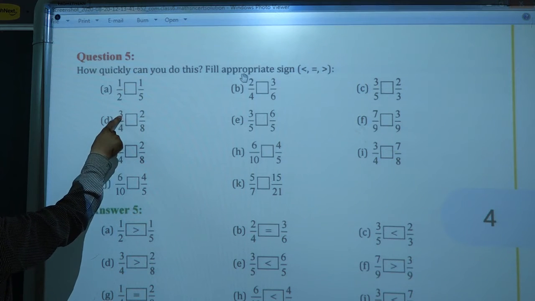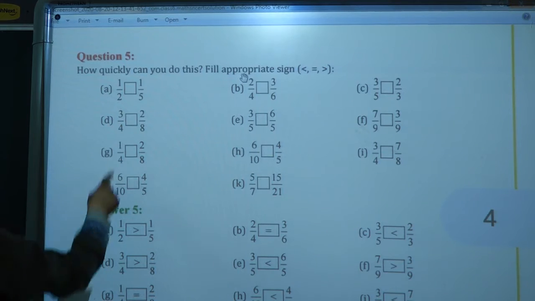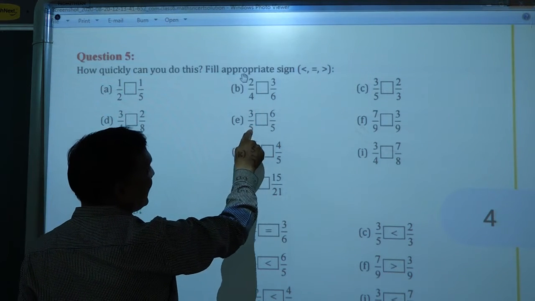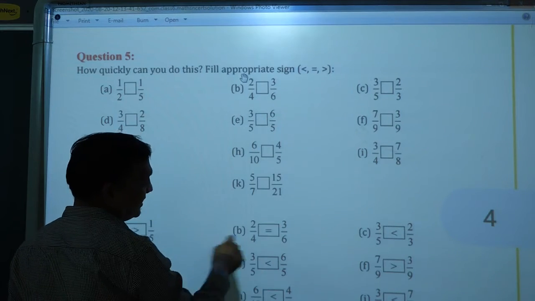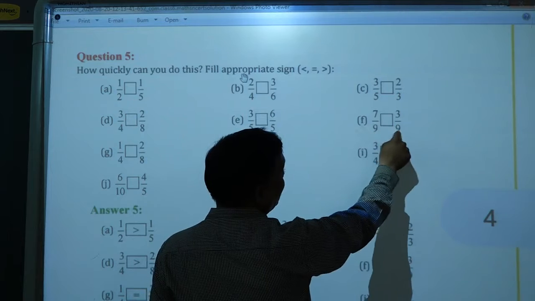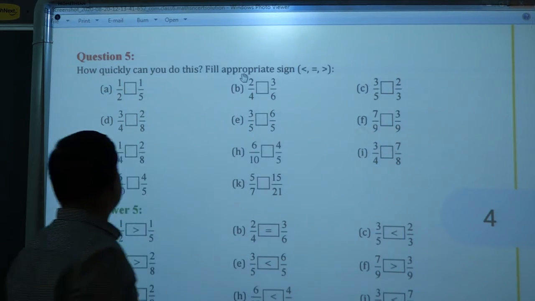8 3s are 24. 4 2s are 8. So 24 is the greater. 3 upon 4 is the greater. 5 3s are 15. 5 6s are 30. 6 upon 5 is the greater. Both denominators are the same. 7 upon 9 is the greater.